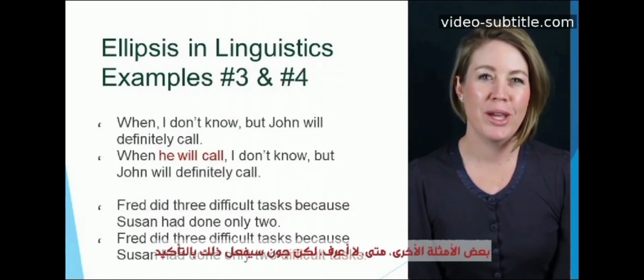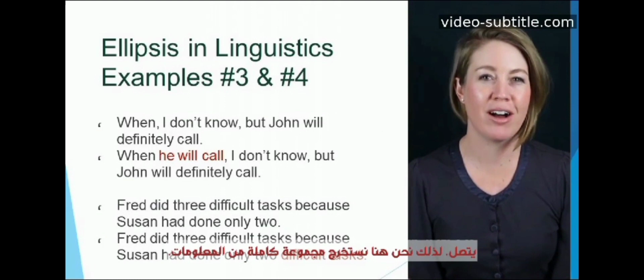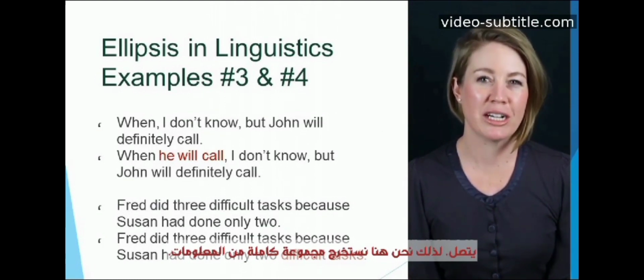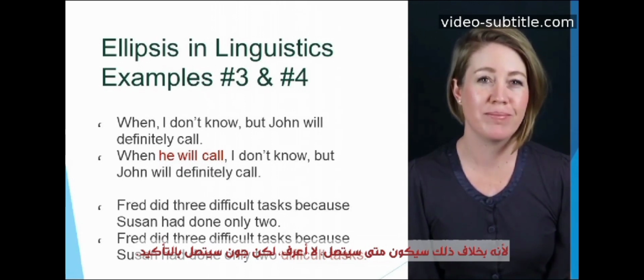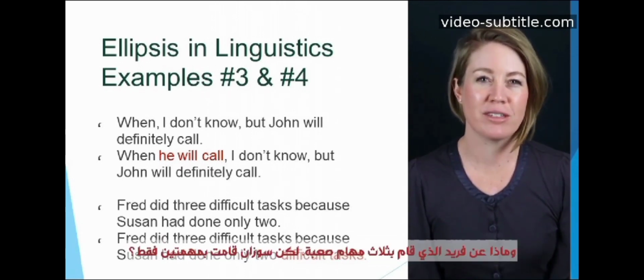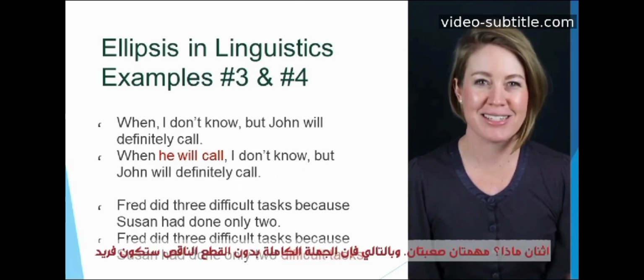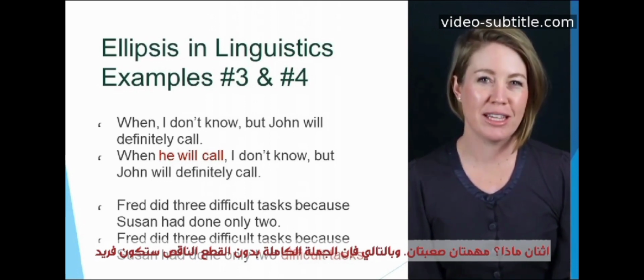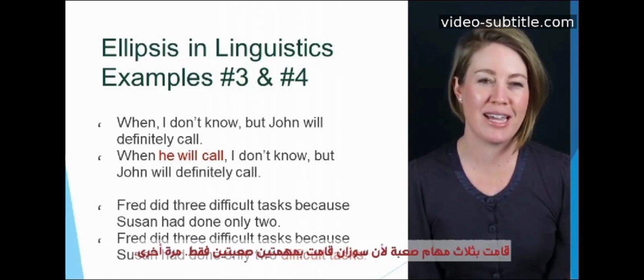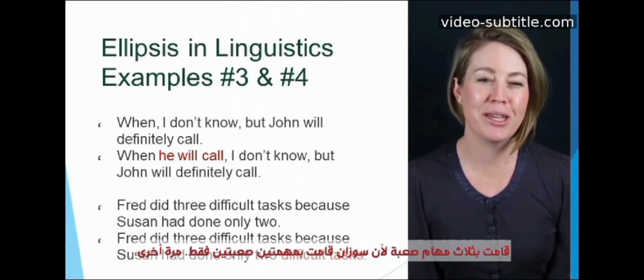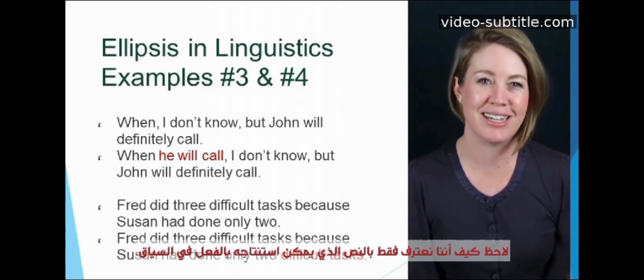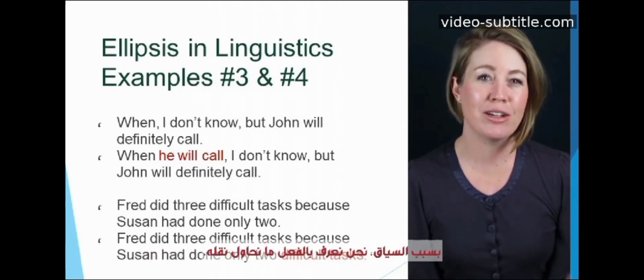Some more examples. "When? I don't know, but John will definitely call." So here we're taking out a whole chunk of information because otherwise it would be, "when he will call? I don't know, but John will definitely call." And what about, "Fred did 3 difficult tasks, but Susan had done only 2"? 2 what? 2 difficult tasks. So the full sentence without the ellipsis would be, Fred did 3 difficult tasks but Susan had done only 2 difficult tasks. Again, notice how we're only omitting text that can already be inferred in the context. Because of the context, we already know what is trying to be conveyed.